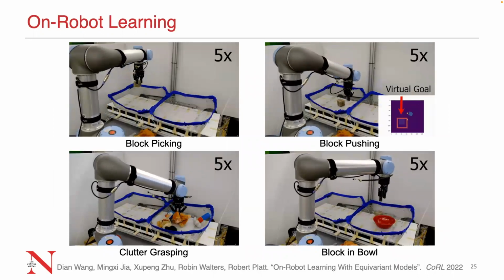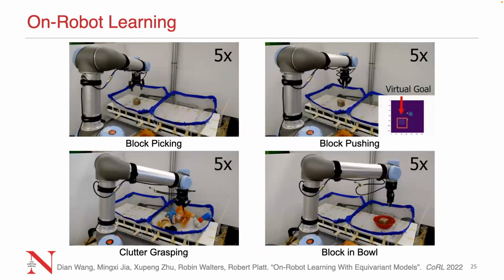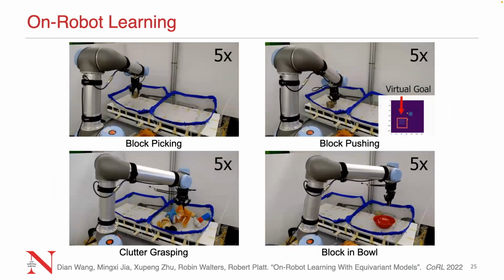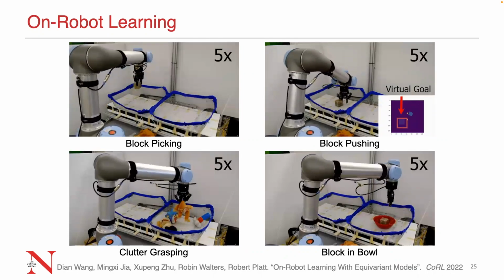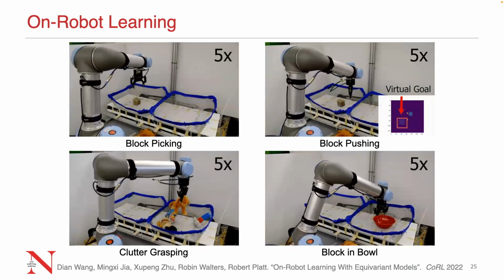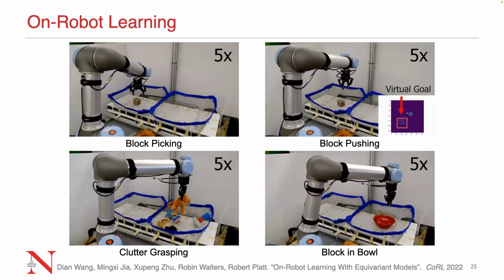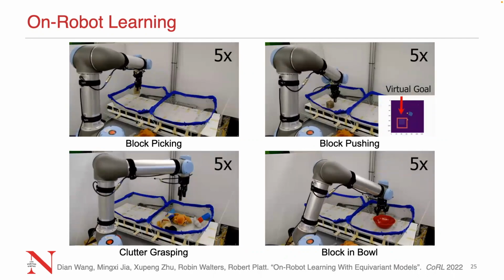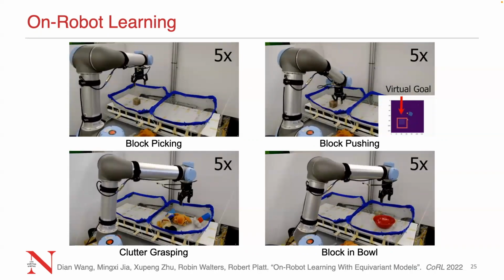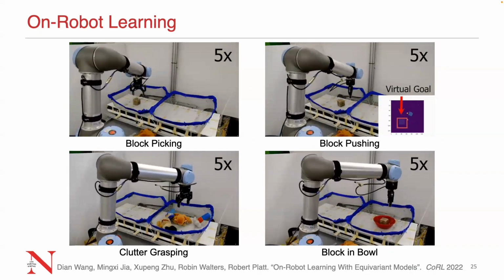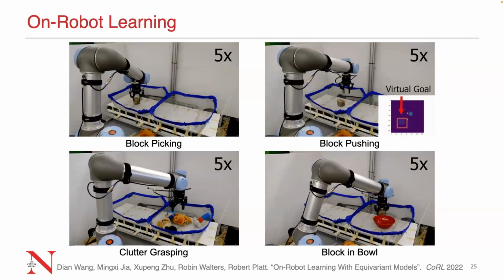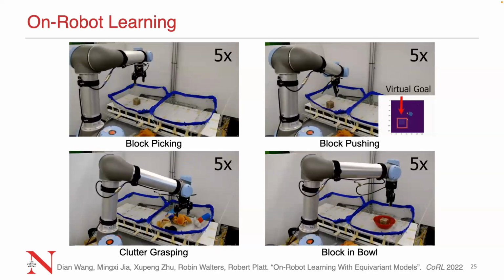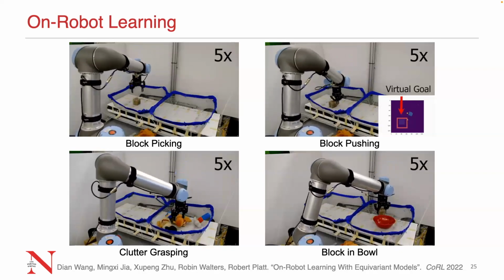So here we did on-robot learning, where we have just a physical robot exploring around in the environment, and then we learn from its own experience. There was no pre-training, no simulation at all in this project. So here we consider 4 different environments: block picking, which is the same as before, just pick up the block; block pushing, where the robot needs to push the block to some virtual goal. The virtual goal is going to be directly drawn in the image, so that it's not visible to the human, but it's going to be visible for the robot.